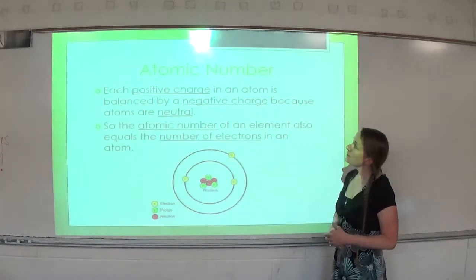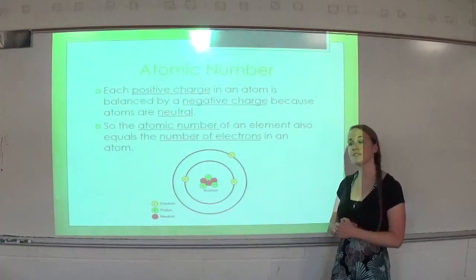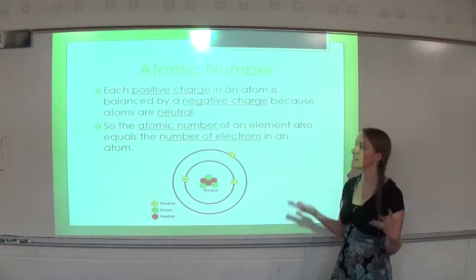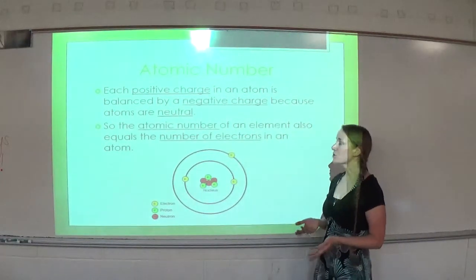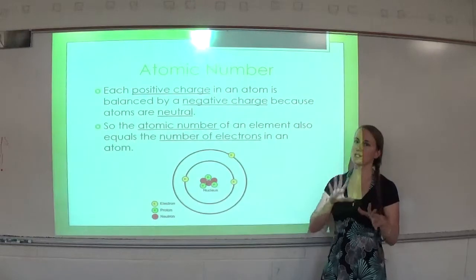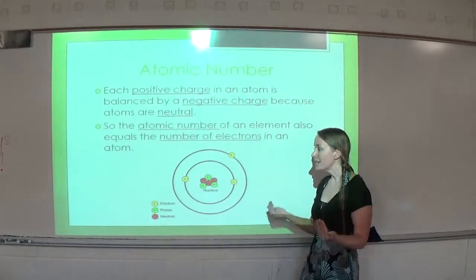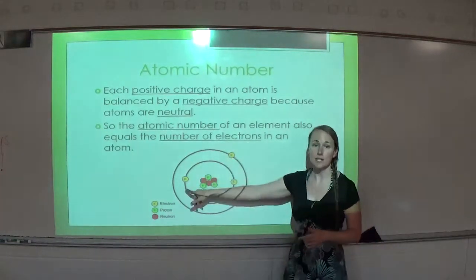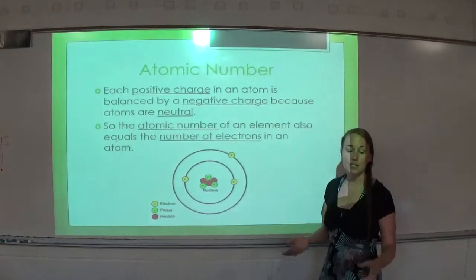So each positive charge on an atom is balanced by a negative charge because atoms are neutral. So that means if I have 3 positive protons, I have to have 3 negative electrons to cancel it out. So the atomic number of an element also equals the number of electrons in an atom. But remember, I told you electrons can change. We'll talk about that when we get to ions. But for right now, if I have 3 protons, to cancel that out, I have to have 3 electrons. So if you know the atomic number of an atom, then you know how many electrons it has as well as protons.